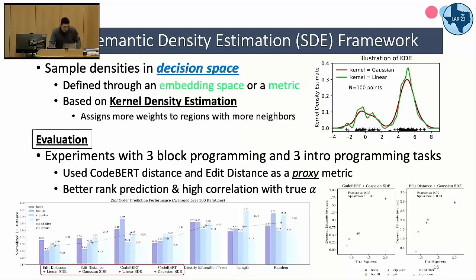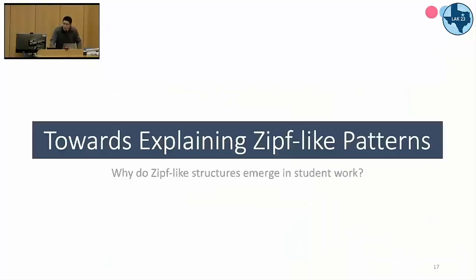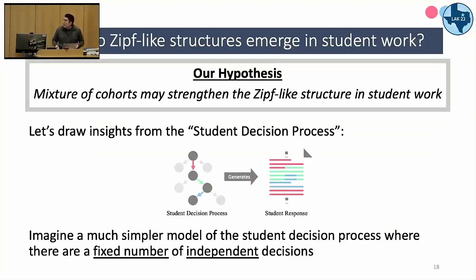All right, so why do Zipf-like structures emerge in student work? I don't know. There's no definitive answer yet, but we do have a hypothesis, which is that it's probably a mixture of cohorts that may strengthen the Zipf-like structure in student work. And I'll get to that. I'll build up to this hypothesis in the next minute by drawing insights from that student decision process that we discussed earlier.